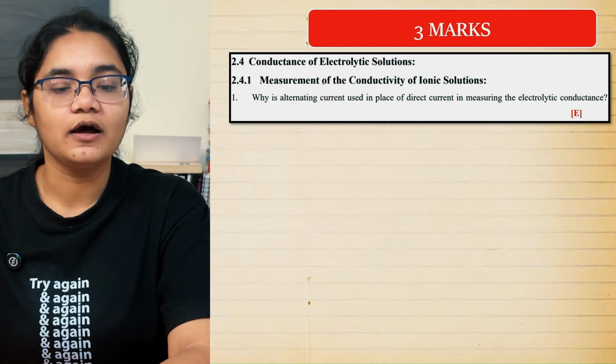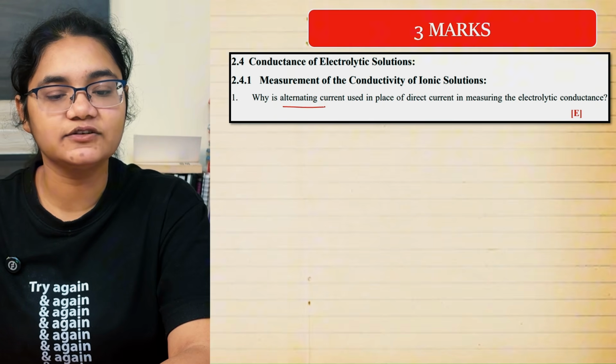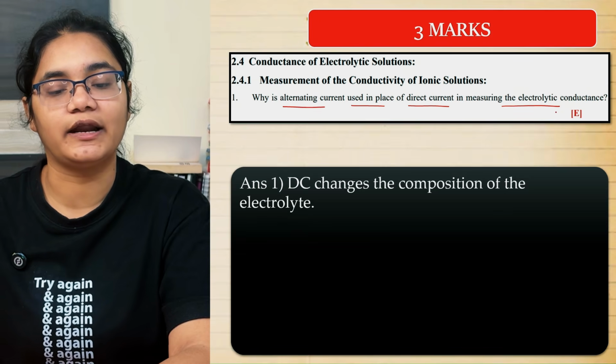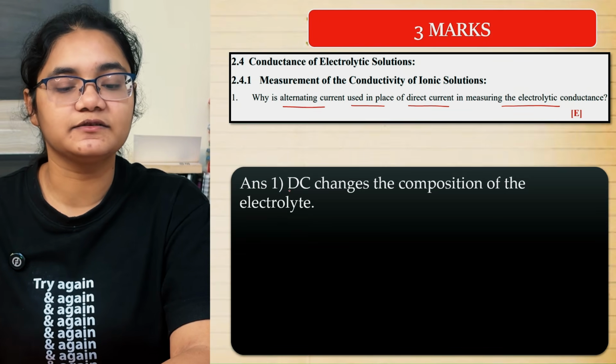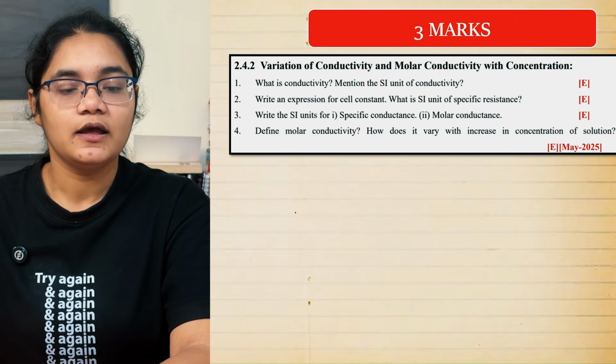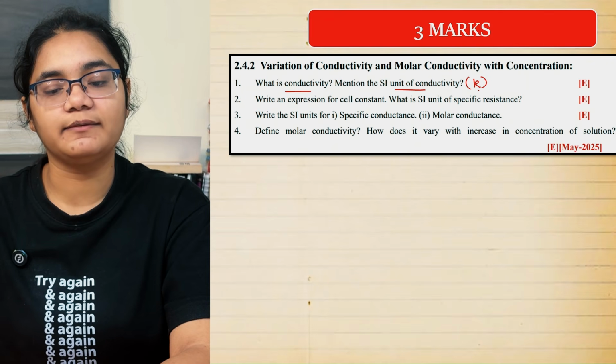Now we'll talk about conductance questions, measurement of conductivity of ionic solutions. Why is alternating current used in place of direct current in measuring the electrolytic conductance? This is very simple. That is because direct current changes the composition of the electrolyte. Next, what is conductivity, and mention its SI unit. Conductivity means kappa value.